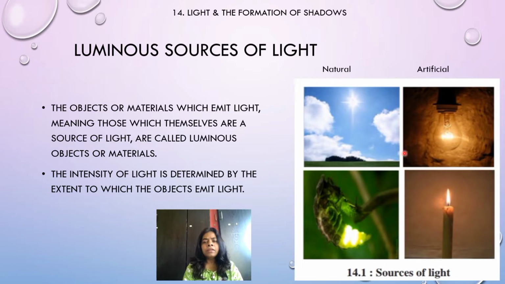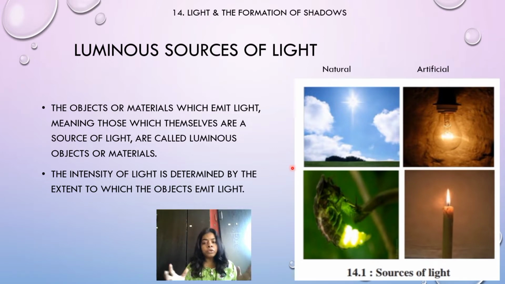Next, children, which are the different sources of light, from where exactly we are getting light. These are a few natural sources of light, children. Sun, the most important, the ultimate source of light, and this is a firefly. These two are natural sources of light. This is a bulb and this is a candle. These are artificial, or we can say man-made sources of light.